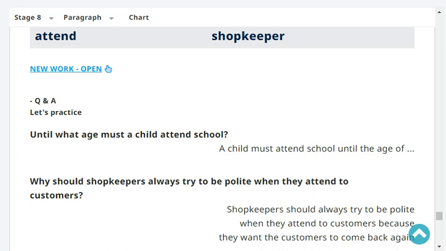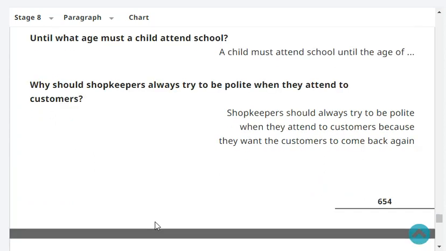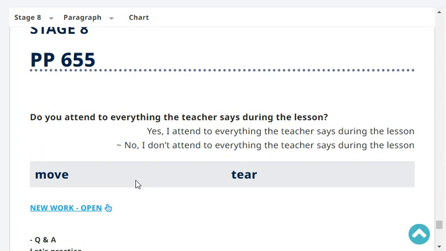Why should shopkeepers always try to be polite when they attend to customers? Shopkeepers should always try to be polite when they attend to customers because they want the customers to come back again.